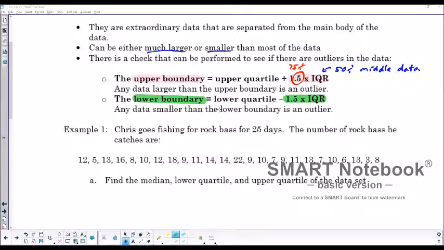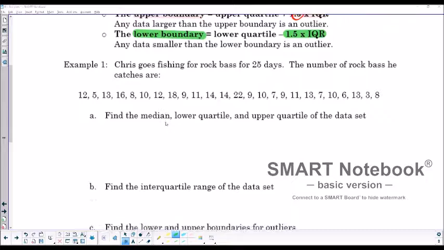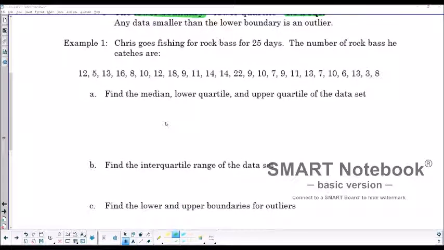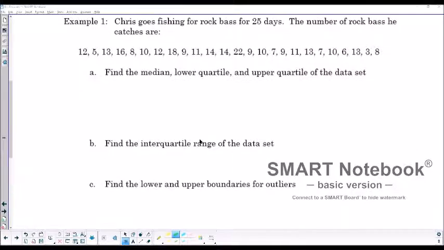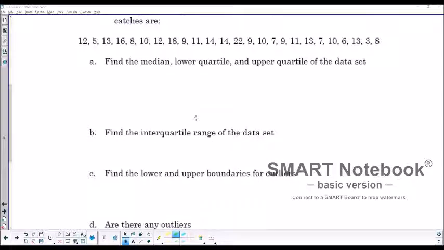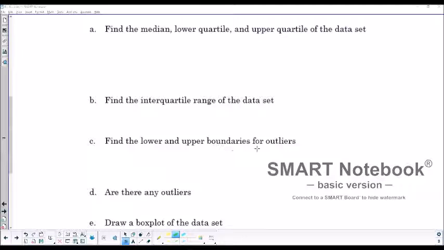Okay, so we'll go back to the calculator that we have online, and we're going to follow Chris fishing for rock bass for 25 days. We'll put in all these values here. Now the interquartile range of the data, of course, we're going to have to find the median, the lower quartile, upper quartile, etc. Now all this information is going to be given to us from the website, and it'll also tell us any upper or lower boundaries.